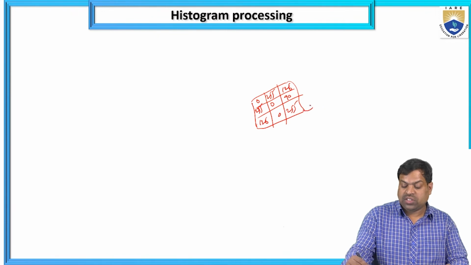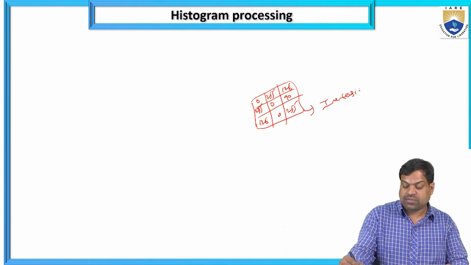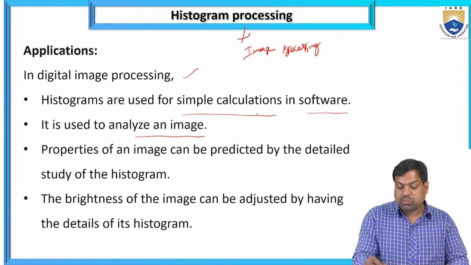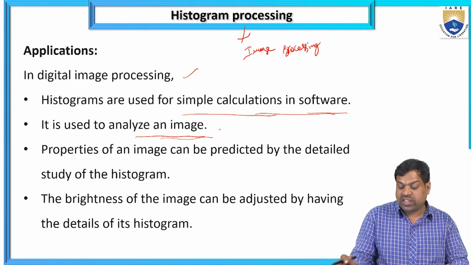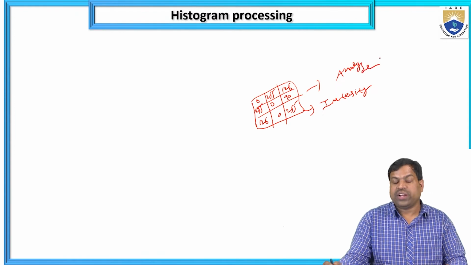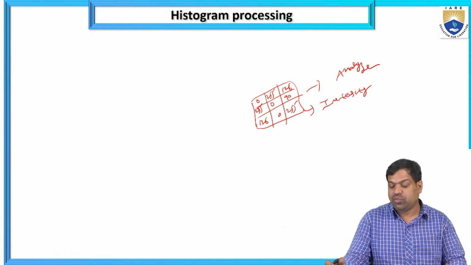So I'm taking these intensity values. Histograms are used for simple calculations in software and for analyzing an image. So in this image, how are we analyzing? What are the contrast levels? What are the intensity levels? We have to find out.